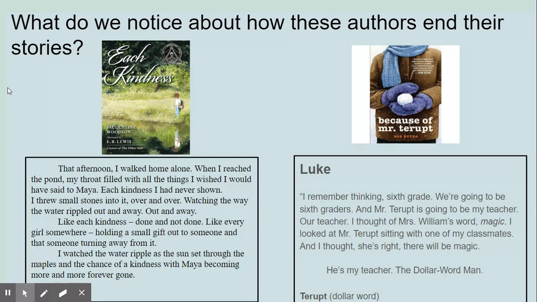So what did Jacqueline Woodson do? In a minute, we're going to pause and talk about that ending. Now let's look at the end of Mr. Churupt. So this is a Luke chapter. We end on a Luke chapter.